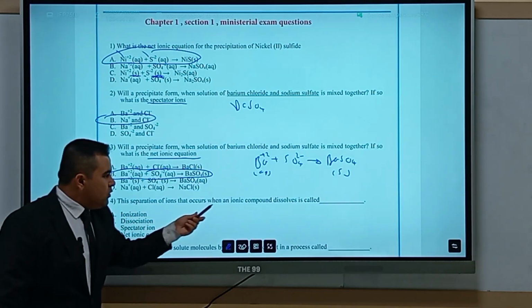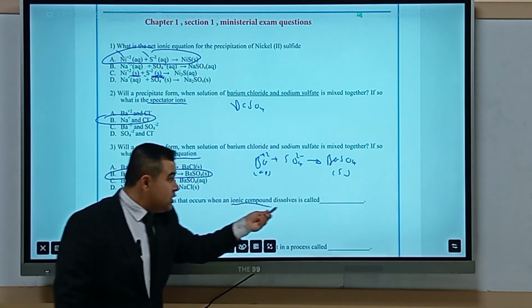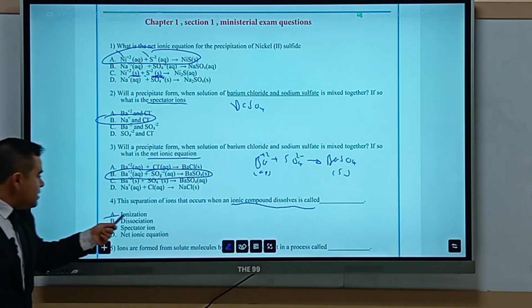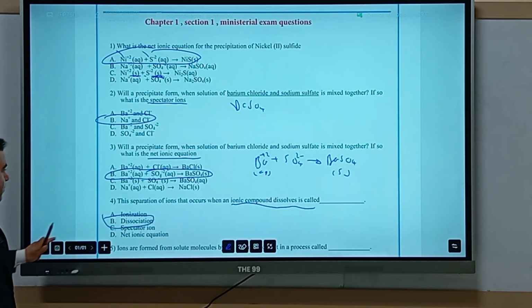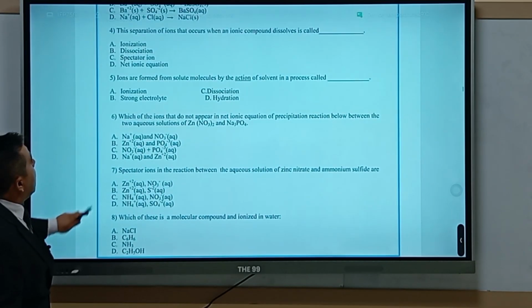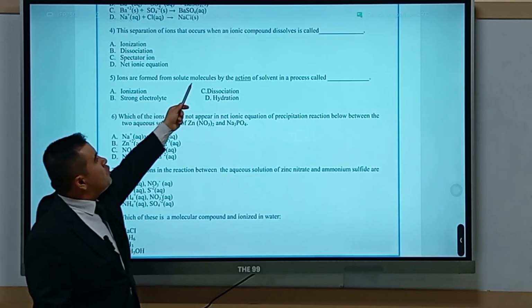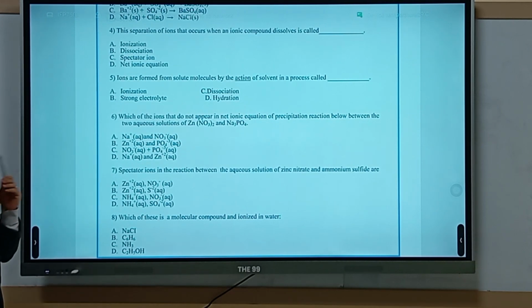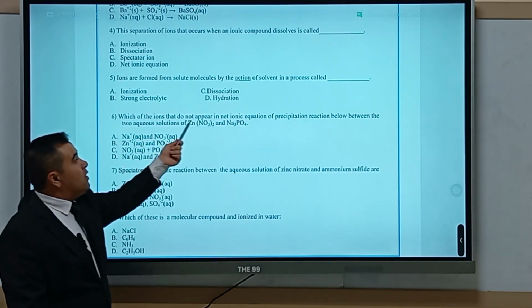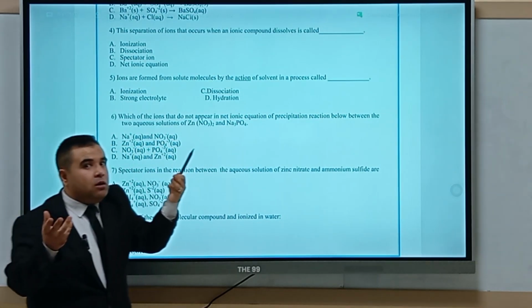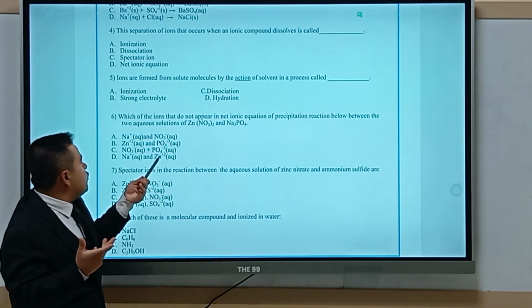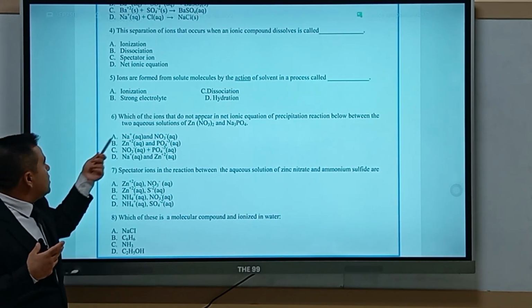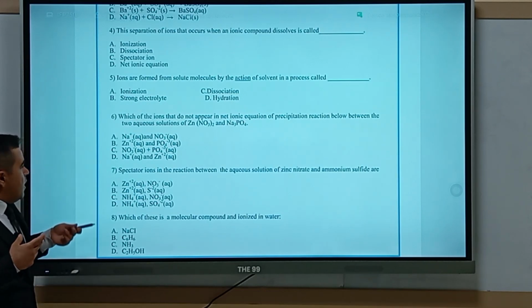The separation of ions that occurs when an ionic compound dissolves in water is called what? Dissociation, of course. Ions formed from solute molecules by the action of solvent is ionization. Which of the following ions does not appear in the net ionic equation? Meaning the spectator ions. Of course, sodium and nitrate, A is the correct answer.